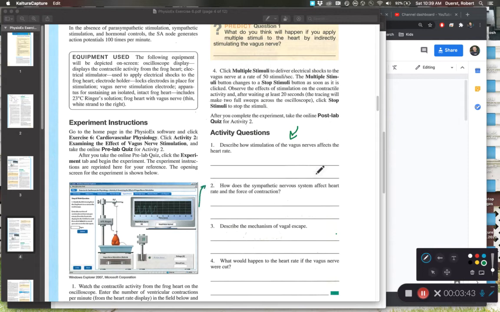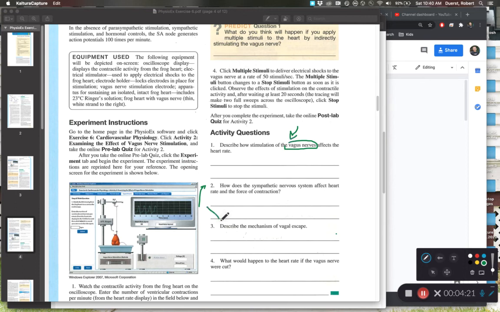Question number 2. How does the sympathetic nervous system affect heart rate and force of contraction? The sympathetic nervous system increases heart rate and increases force of contraction. Now, let's keep in mind something that a lot of students get wrong with the vagus nerve: they think that because the vagus nerve is part of the parasympathetic nervous system, it reduces force of contraction. That is not true. The parasympathetic nervous system focuses on only reducing heart rate. The sympathetic nervous system is going to focus on increasing heart rate and increasing force of contraction.